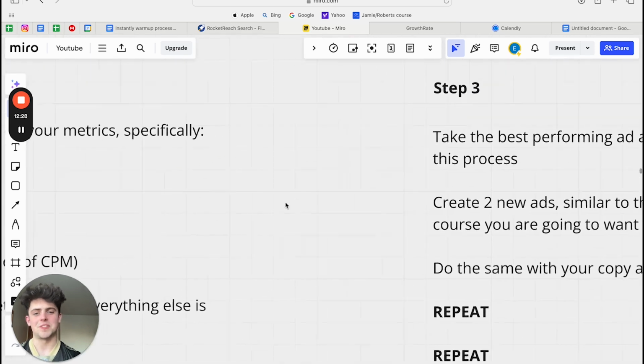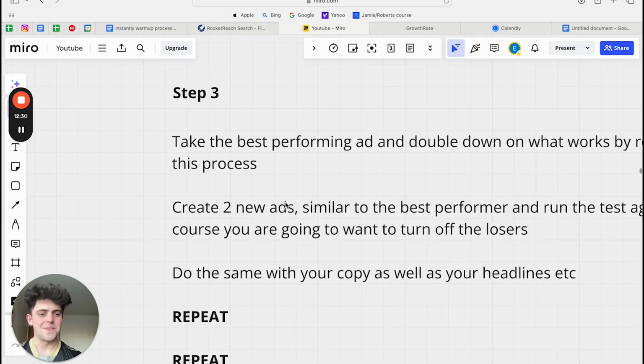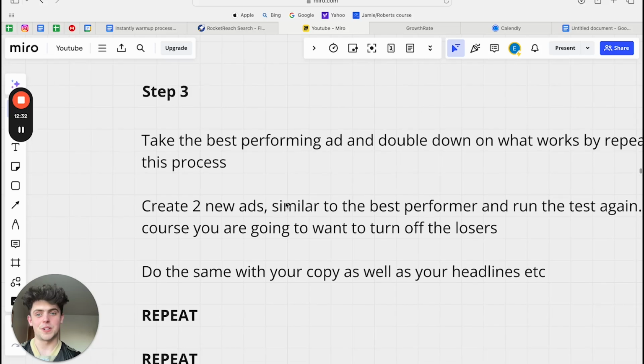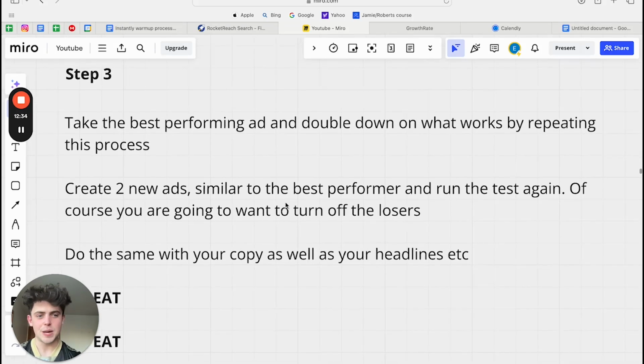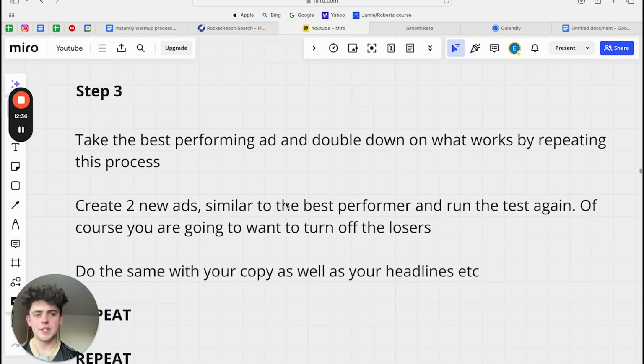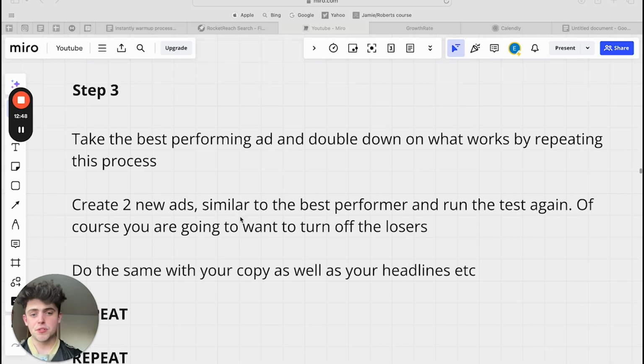And that's not just me trying to get you to keep watching YouTube, but I will show it to you, I will break it down. So step 3 is take the best performing ad and double down on what works by repeating this process over and over again. So you're going to take the best performer and add 2 new ads. So now you get 3 in total. You've got the best performer as well as 2 new ones. Make sure that they're similar to the best performer.